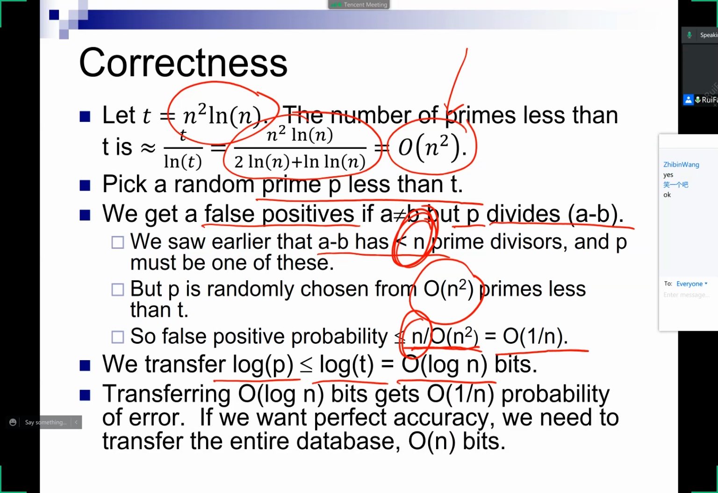So in summary, this is what you get. And if you want to make the algorithm perfectly accurate, so you don't want any false positive probability, then you can prove that you actually need to transfer the entire database. You need to transfer all the bits, which is order n bits. So by accepting a reasonably small error probability, you can dramatically decrease the number of bits that you send. This is why it's a useful algorithm.